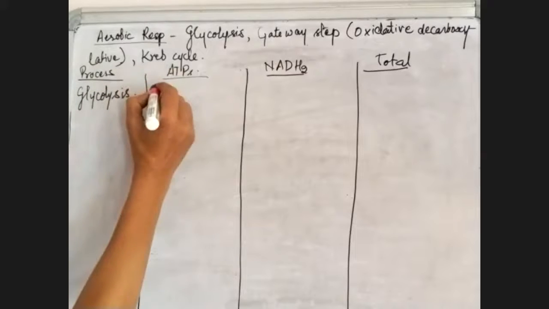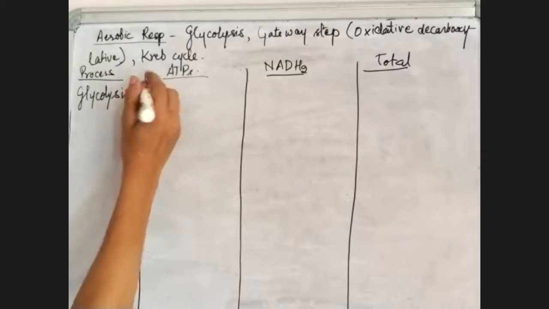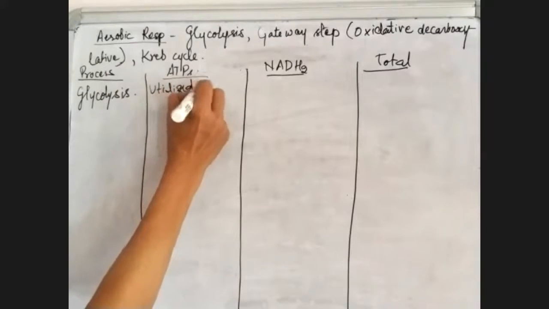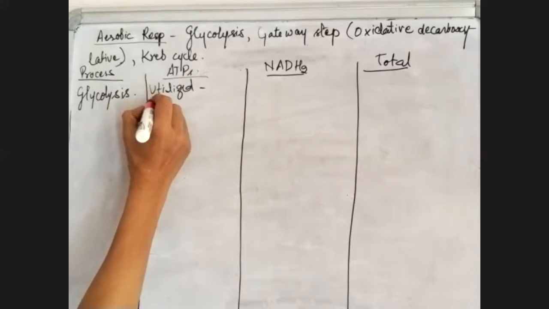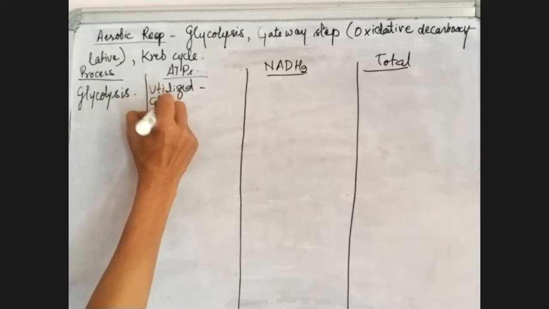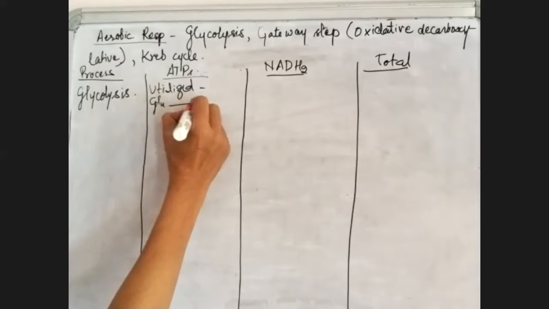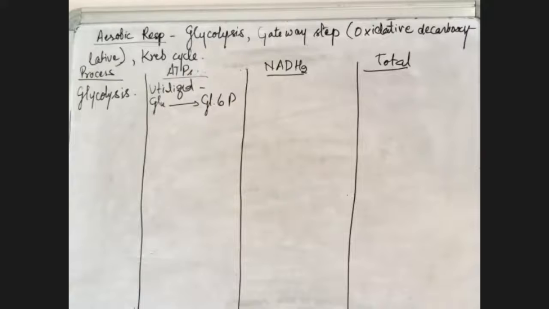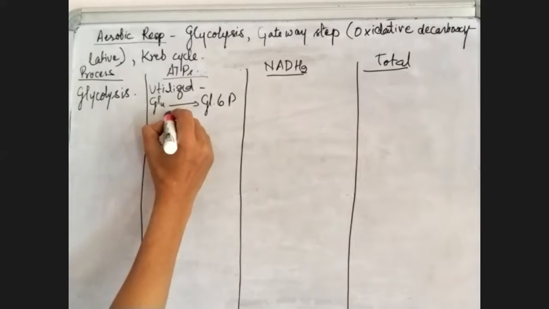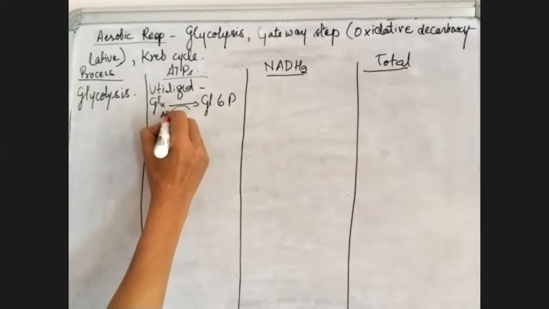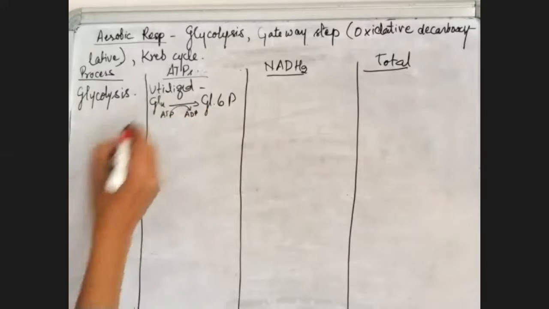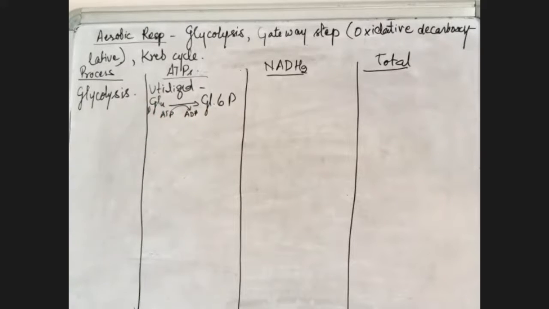See, ATPs during glycolysis, let me write first: utilized. Where the ATPs were utilized. When glucose got converted into glucose 6-phosphate, 1 ATP was utilized. That means ATP gets converted into ADP. Then we say that ATP is utilized. This is the first step where ATP was utilized.